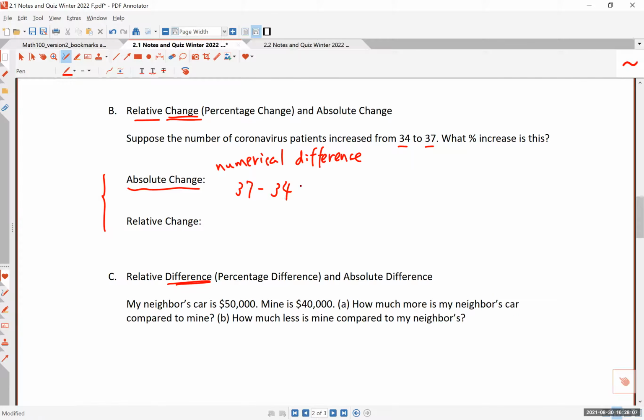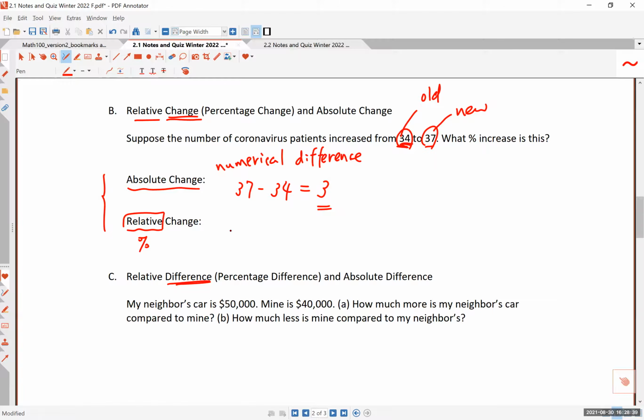37 minus 34. So this is the new number, this is the old number, and of course we are comparing the new with respect to the old. And so the new number is 3 more than the old number. This number is called the absolute change, and it's positive because the number is increasing. The relative change, the word relative has to do with a percentage. Relative to what? Relative to the number that used to be the previous number.